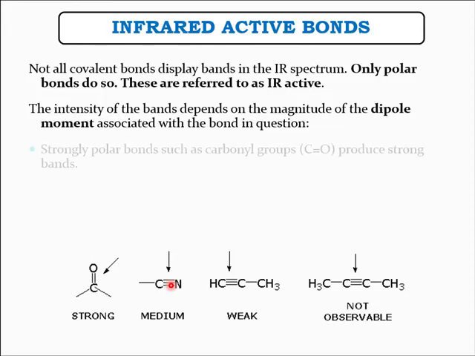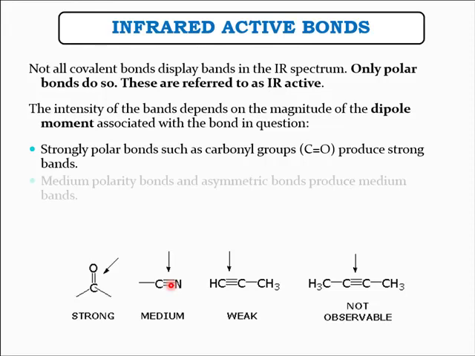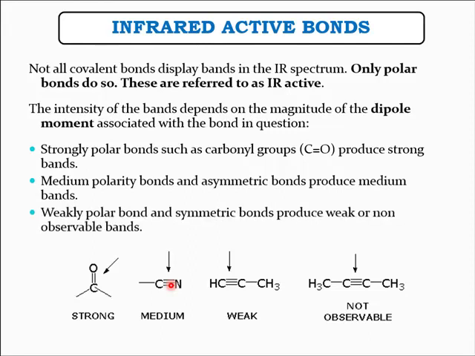Strongly polar bonds such as carbonyl bonds produce strong bands. Medium polarity bonds and unsymmetric bonds produce medium bands. Weakly polar and symmetric bonds produce weak or non-observable bands. So these are the examples, or we can say these are the various functional groups. Based on their electronegativity difference, or rather their polarity, they can have weak, medium or strong types of bands.